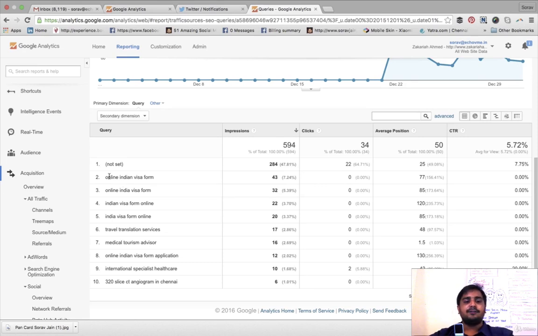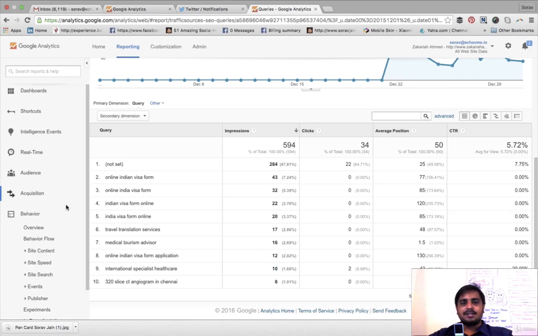So if you see here, for online Indian visa form, the website has got about 43 impressions, but it did not get any click. So it gives you a fair understanding. For example, somebody searched for international specialist healthcare. It got us 10 impressions and 2 people clicked on the site. Position is done. Now let's look at behavior.